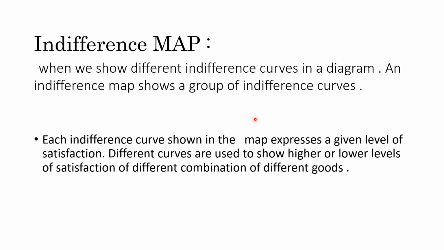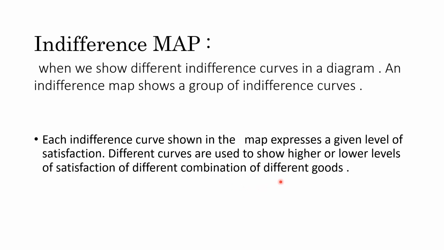Now, what is an indifference map? When you show more than one indifference curve in a diagram on a graph, that is called an indifference map. A group of indifference curves shown together is called an indifference map. Each indifference curve will give you one level of satisfaction. One indifference curve, one level of satisfaction. Another indifference curve, another level of satisfaction. Different curves are used to show higher or lower levels of satisfaction of different combinations of different goods.